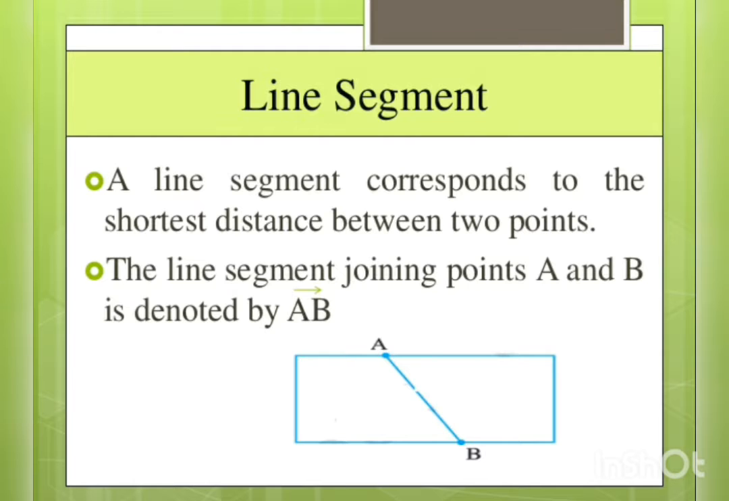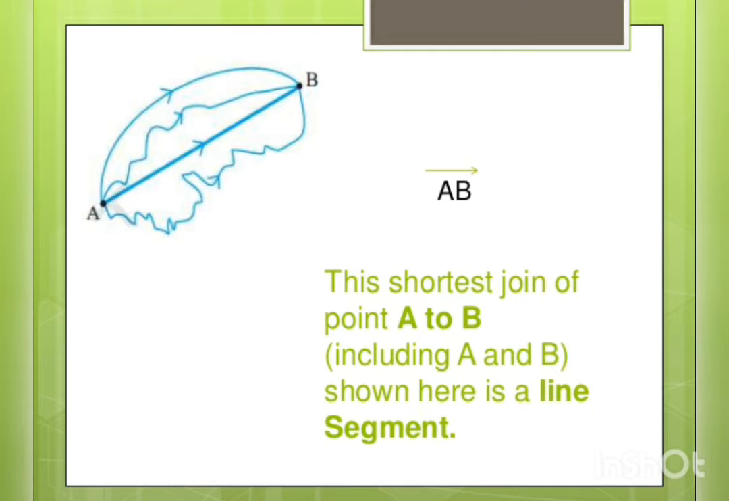Lines. A line segment corresponds to the shortest distance between two points. If any two points are there and a line is drawn, that is called a line segment. Two end points will be there. The line segment joining points A and B is denoted as AB. Now this is one example. There are long distances to cover between A and B, 1, 2, 3 paths, but in the middle there is the shortest distance joining A and B. That is called a line segment. Shown here is the line segment.